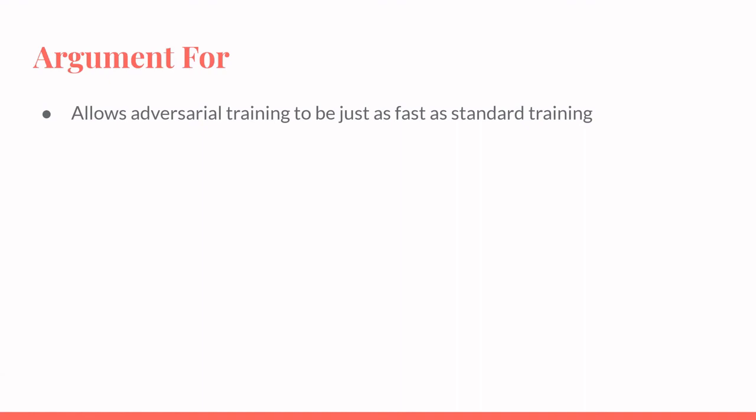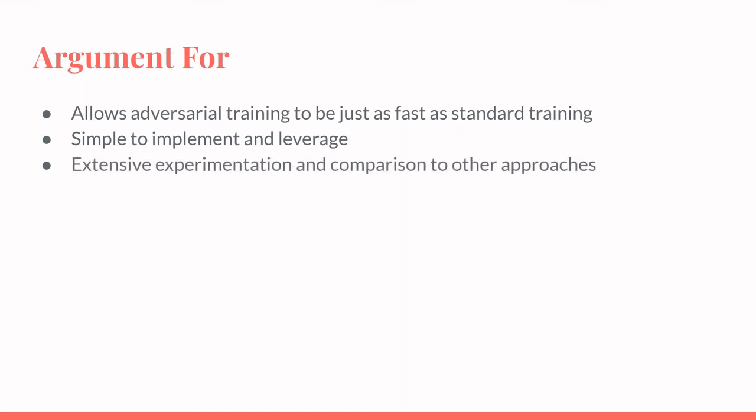So a very strong argument for this work is that FGSM fast adversarial training allows adversarial training to be just as fast as standard training, where previous approaches were much, much slower than standard training. Another strength of this work is that the random initialization step is very simple to implement and to leverage. Moreover, the work shows extensive experimentation and comparison to other approaches, which I thought was very key for this paper to be strong, being that most of their contributions are purely empirical. I thought it was a very good thing that they provided such extensive experimentation in order to further back their hypothesis.